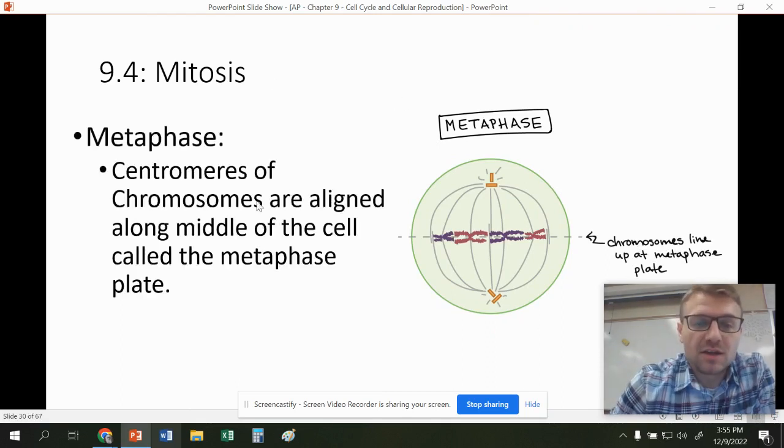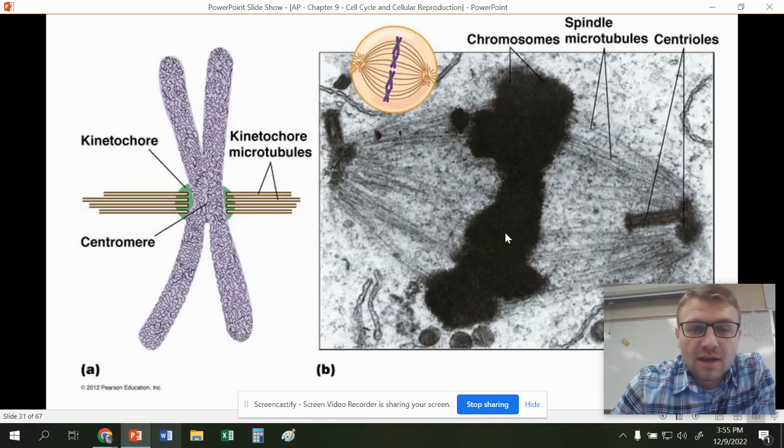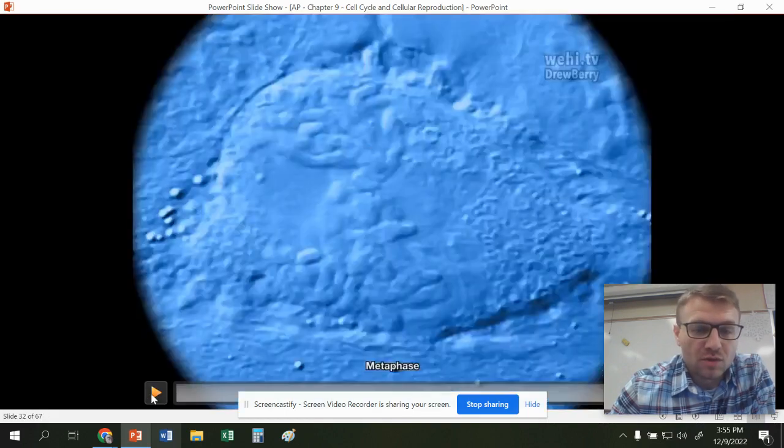Metaphase, the centromeres of the chromosomes are going to align along the middle, at the metaphase plate. You can see here, this is the metaphase plate. Chromosomes are now oriented in this fashion. So now they become oriented inside the cell. During metaphase, you can see that line. You can see the chromosomes here with the chromatids. You can see the microtubules here. They're going to pull those chromosomes apart.